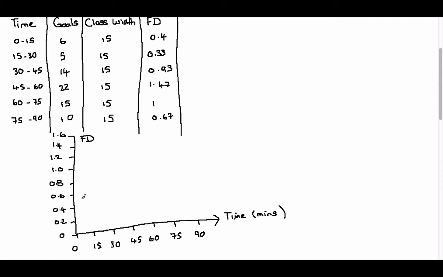So all we do is now plot the frequency density. So between 0 and 15 we had a frequency density of 0.4. So we just draw a bar like so. Between 15 and 30 we have a frequency density of 0.33, so that's roughly like so. 30 to 45, frequency density of 0.93, so that's roughly here.